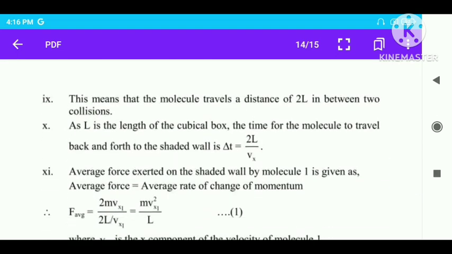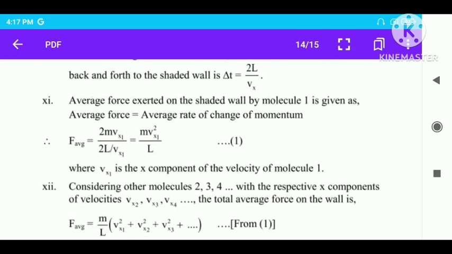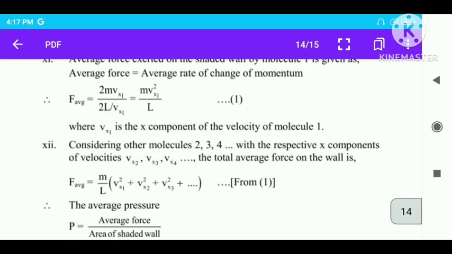Ninth, this means that the molecule travels a distance of 2L between two collisions. Tenth, as L is the length of the cubic box, the time for the molecule to travel back and forth to the shaded wall is delta T equal to 2L divided by Vx. Eleventh, the average force exerted on the shaded wall by molecule 1 is given as: average force is equal to the average rate of change of momentum. First equation.